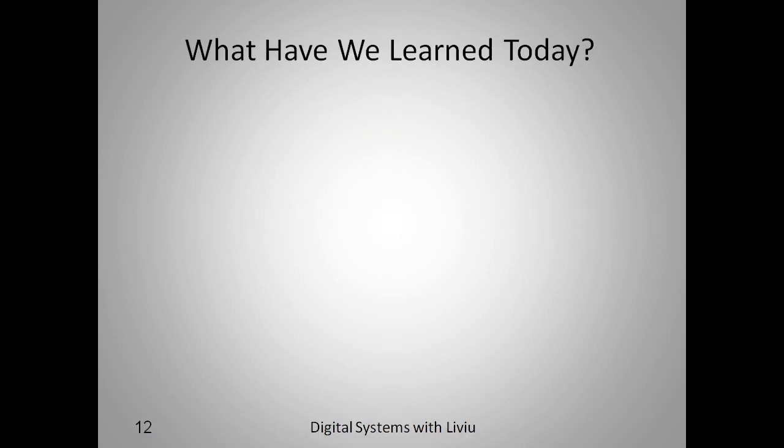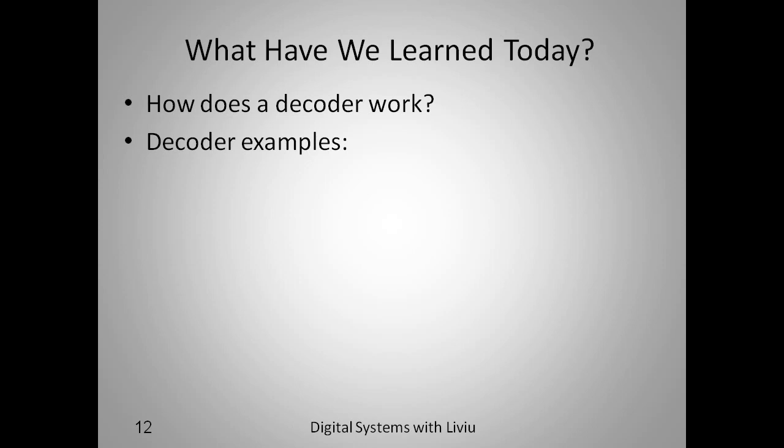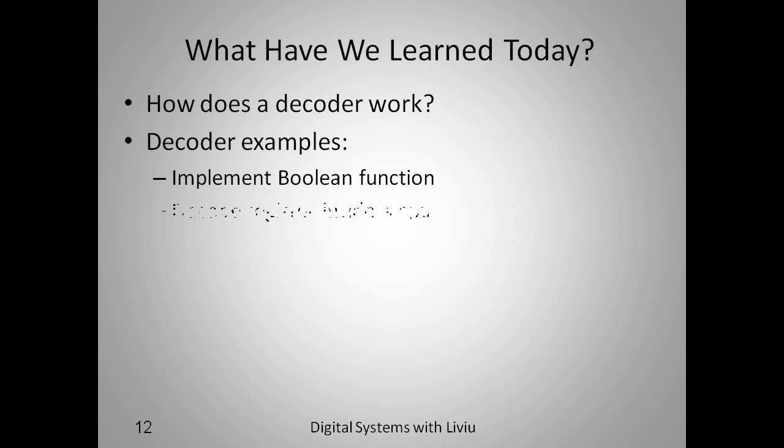Lesson summary. So what have we learned today? We learned how a decoder works. It has n input lines and 2 to the power of n output lines. The output line is asserted according to the binary number in the input. We had some decoder examples. One example was to implement a Boolean function using a decoder and OR gates. The other was a demonstration of a decode register inside a CPU.